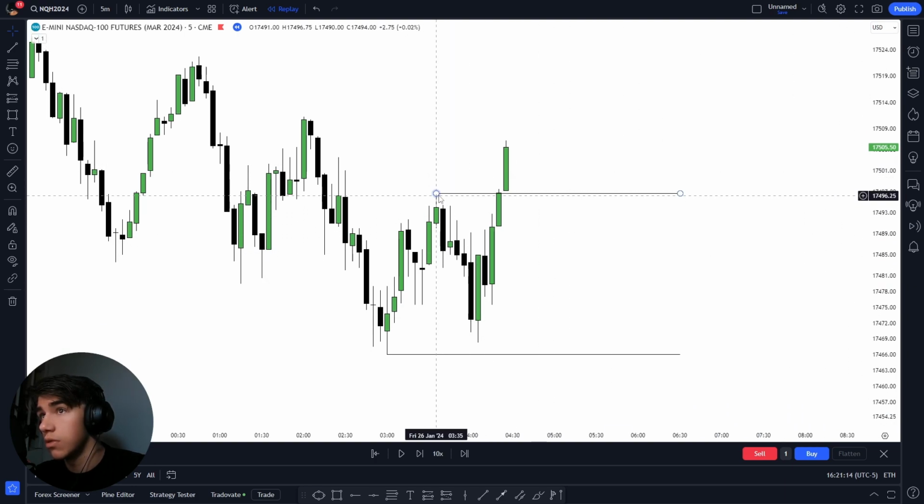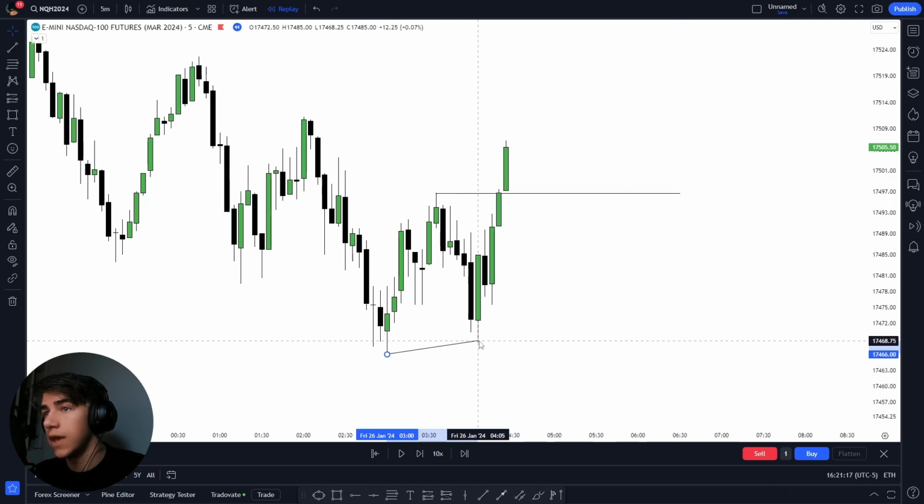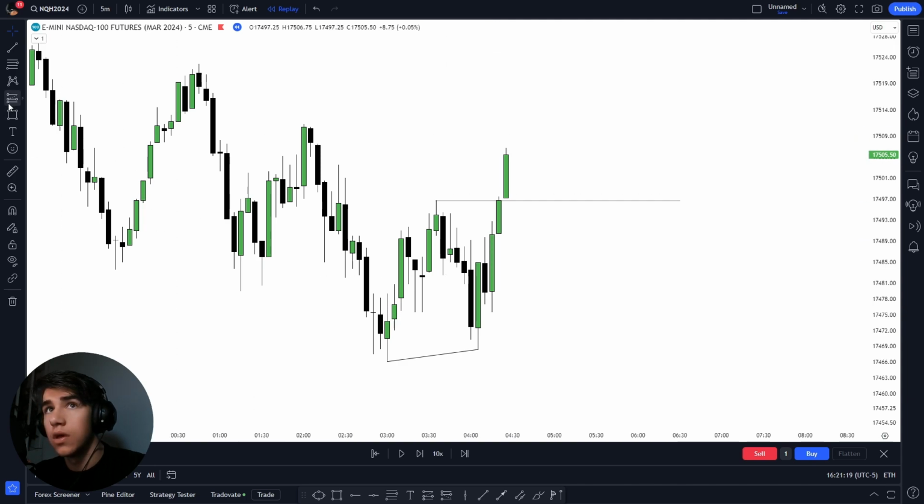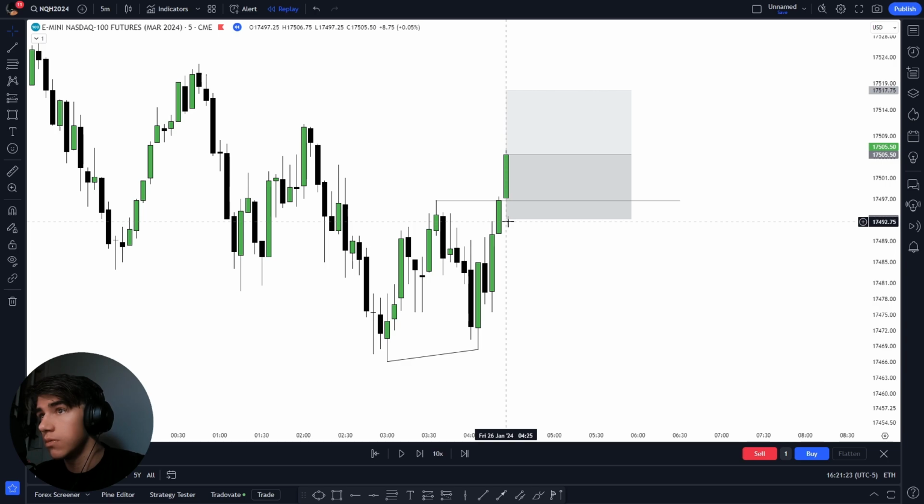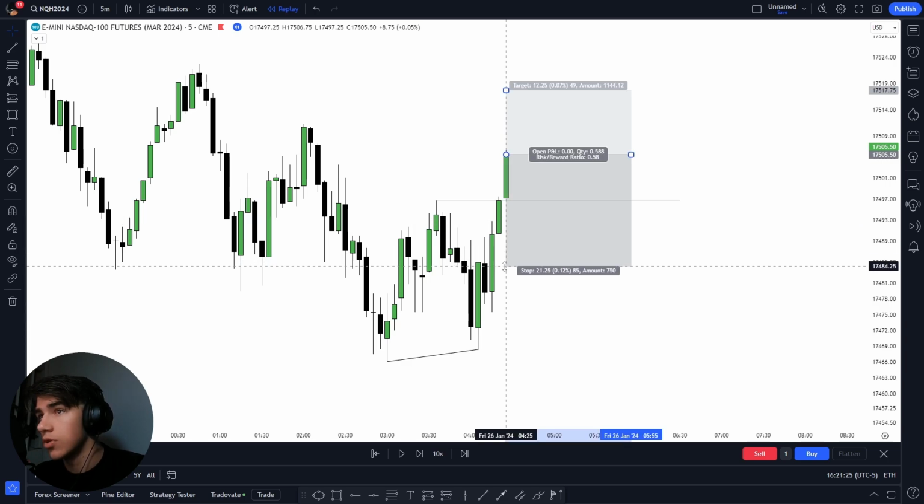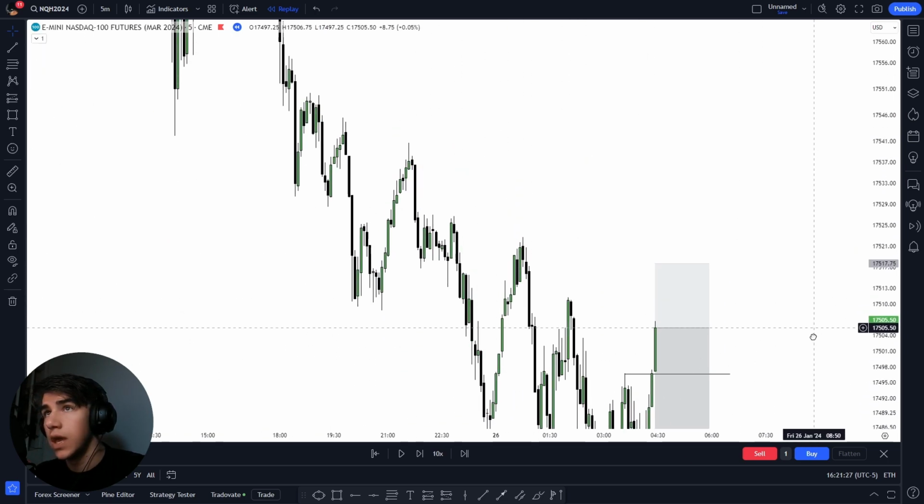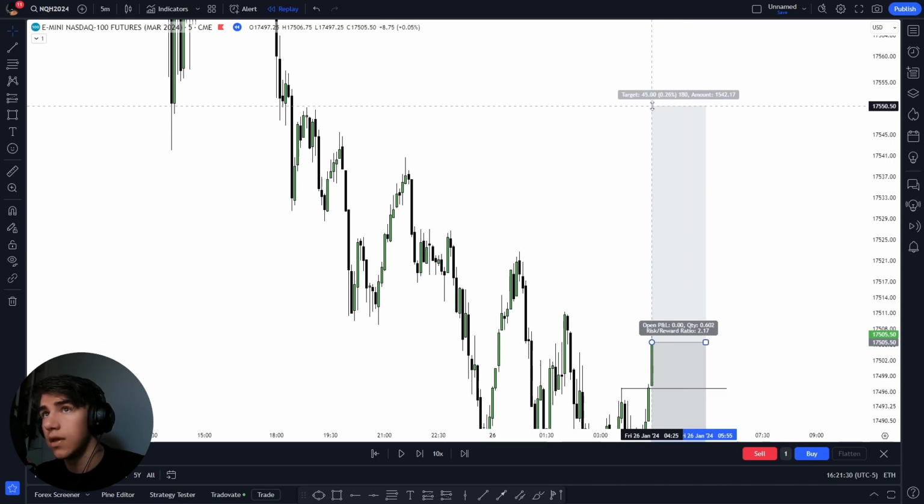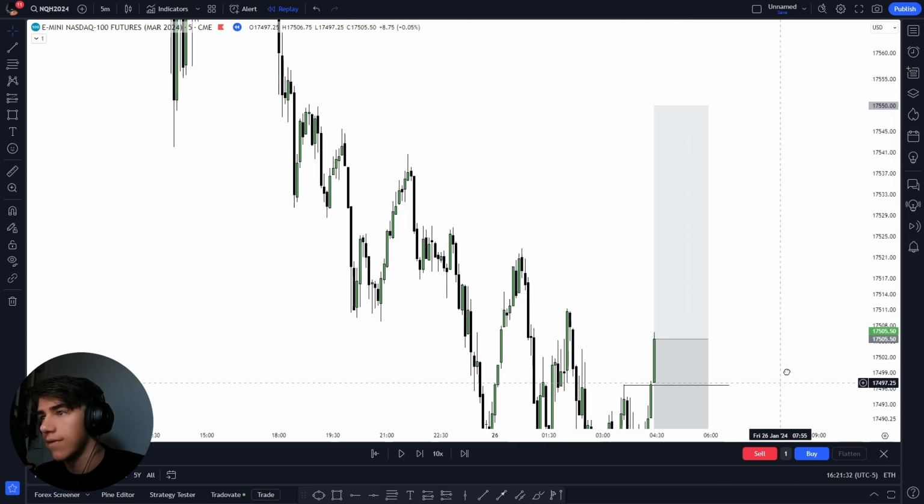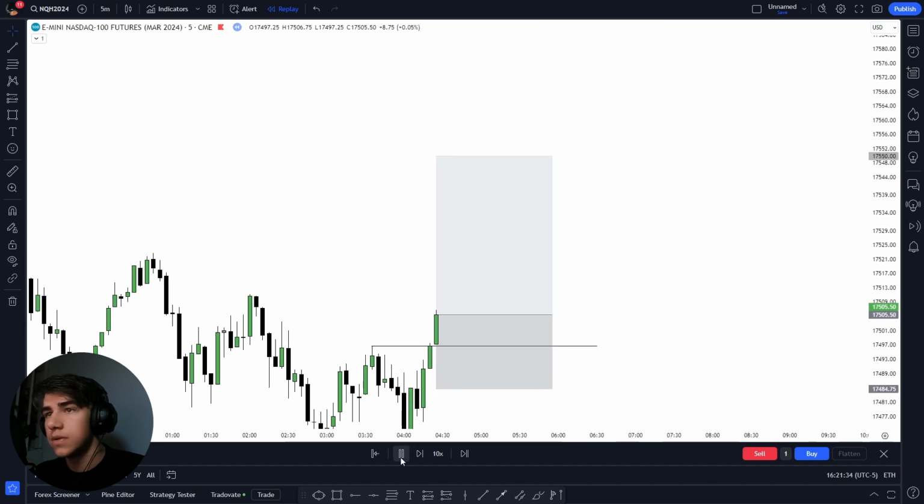Obviously, we displaced above this high and we failed to displace below this low. So let's say I wanted to enter here just straight off of the displacement. I could. Stop could be this order block right here, and we could target the end of this low resistance liquidity that we have here. So let's see what happens.